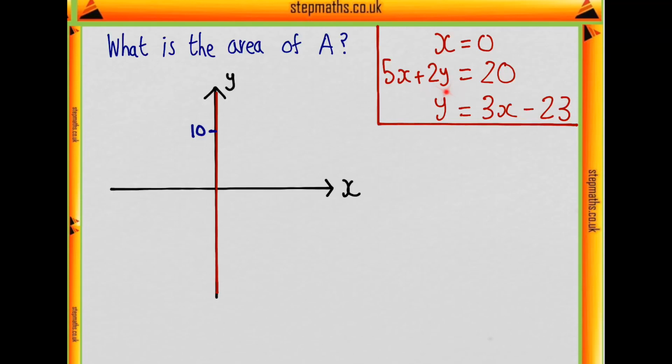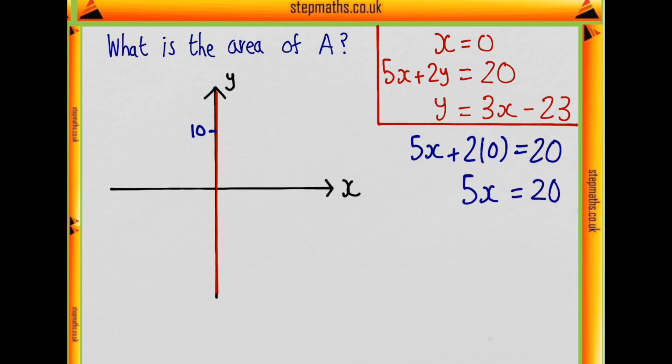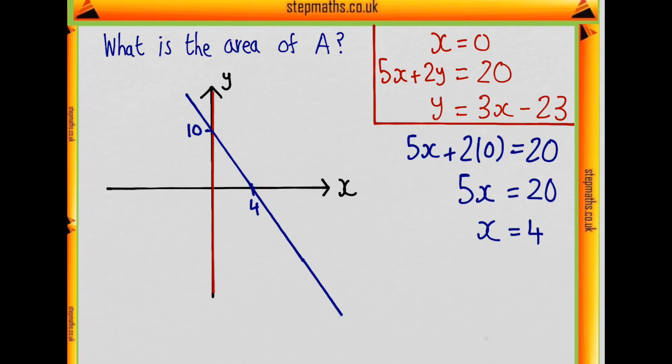Similarly, we can put in y equals 0. So if we do that, we want to solve 5x plus 2 lots of 0 equals 20. 5x is 20, and x equals 4. And so we can put 4 on the graph here. And we can put in our line as such.